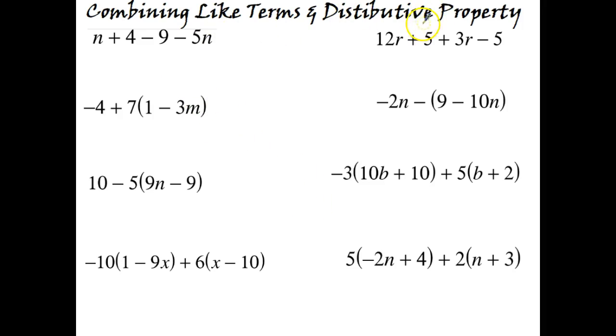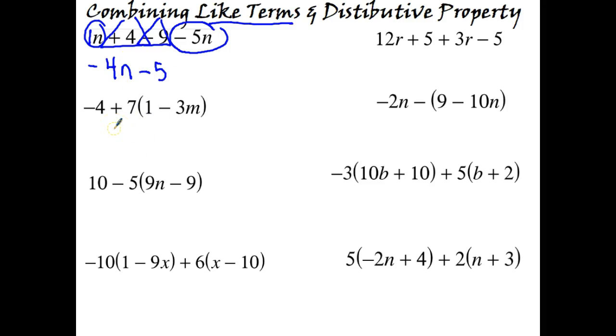All right, combine like terms and the distributive property. We've done this, you did this last year, but we're just going to remind ourselves. We combine like terms. Things that are alike, they combine. So we start off with variables first. And so N, math competent people know what's right here? A 1. Because how many N's do we have? 1. 1n minus 5n gives me negative 4n. And then a positive 4 minus 9 gives me a negative 5.